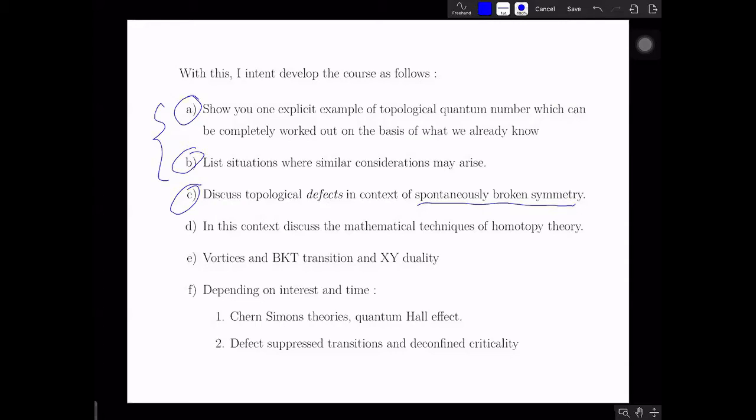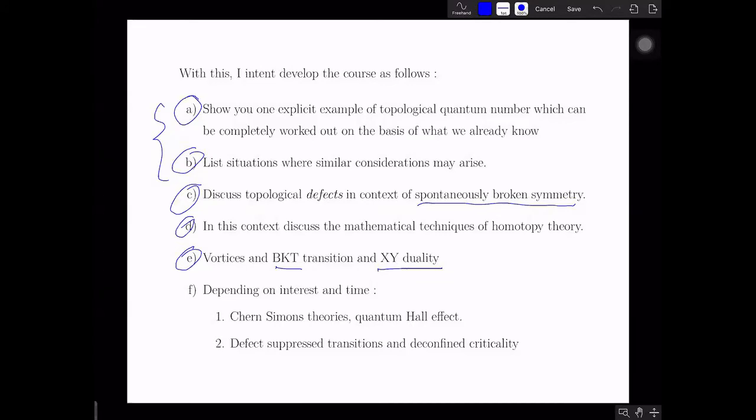And then more mathematical generalities would follow after that, because we would need to generalize our mathematical language so as to cover various things. Okay, and I'll then discuss a classic example of these ideas, which is known as the Berezinskii-Kosterlitz-Thouless phase transition, mediated by vortices, which are topological defects, and an advanced form of the same statement, which goes under the name of XY duality.